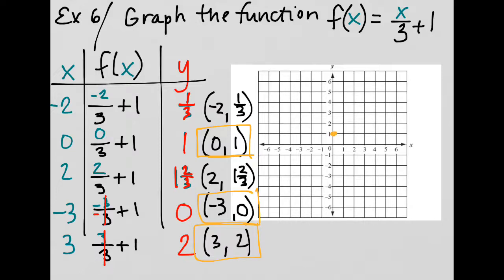So here's that point 0, 1. Here's the point negative 3, 0. And here's the point 3, 2. Okay, do I have 3 points? Do they start forming a line here? Yes, they do. And that's what my line would look like for this function rule.